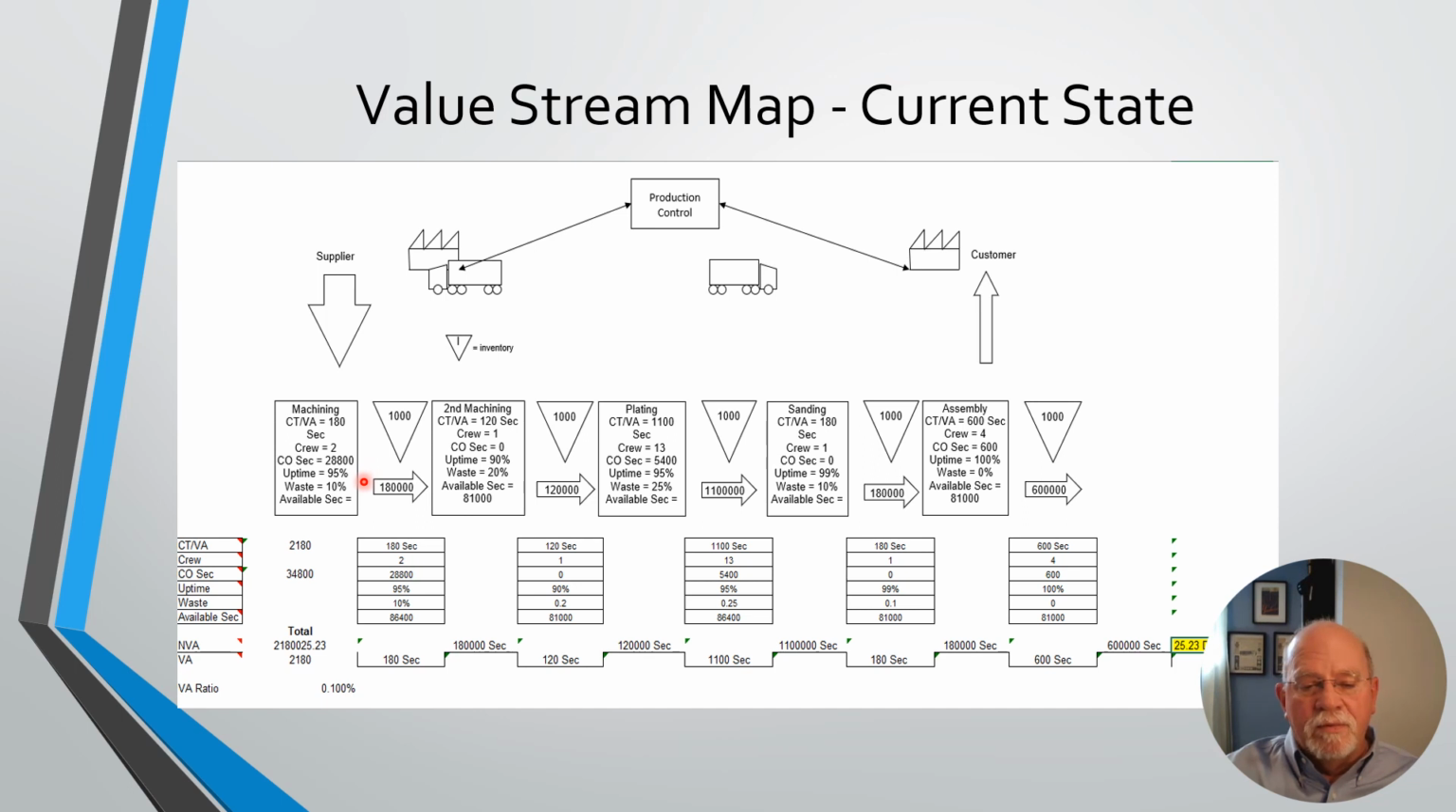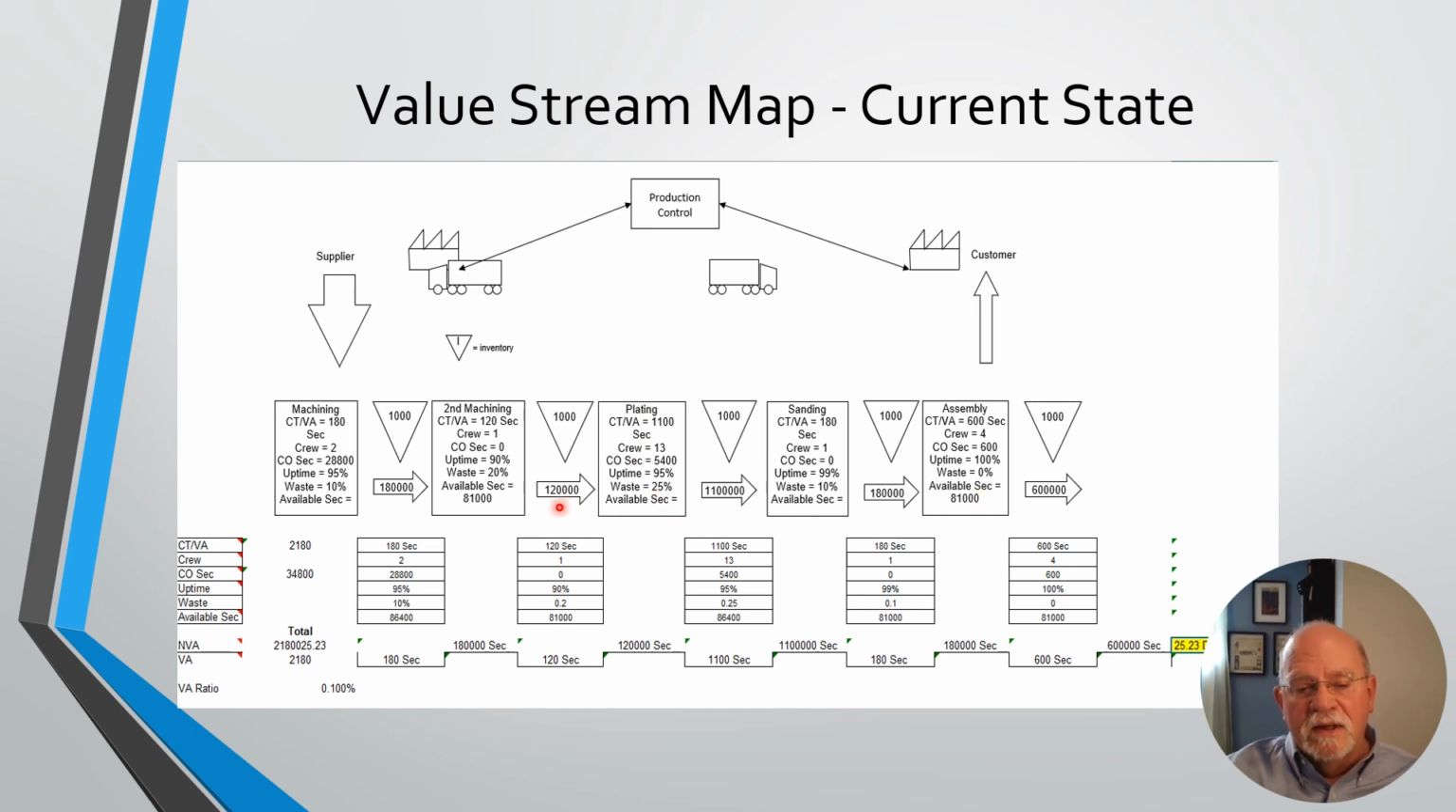Uptime is 95%. They have 10% in scrap, and we also track the available seconds within the process based on the schedule. We also track what size of lot size is pushed through the process. This is your typical batch and queue push process, and they're running 1,000-piece lot sizes. We gather the same information for the second op, the third op, the fourth op, and the fifth op.